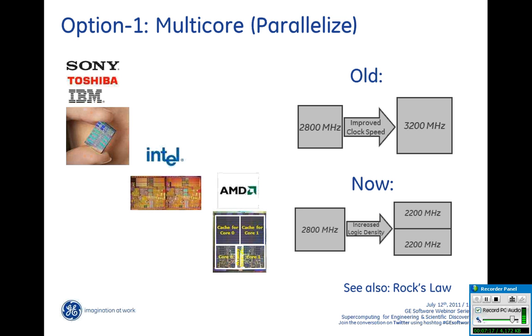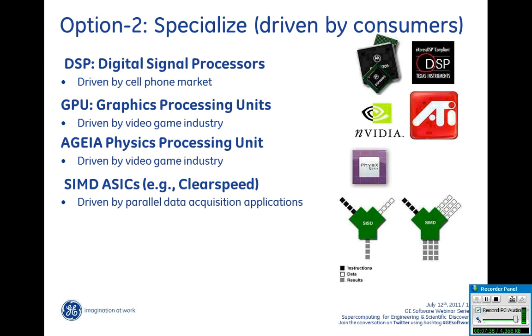There's also something called Rock's law that addresses the complexity of designing these monolithic single cores, and that going to multi-core allows more simplification in those designs as they replicate cores on the same die itself.